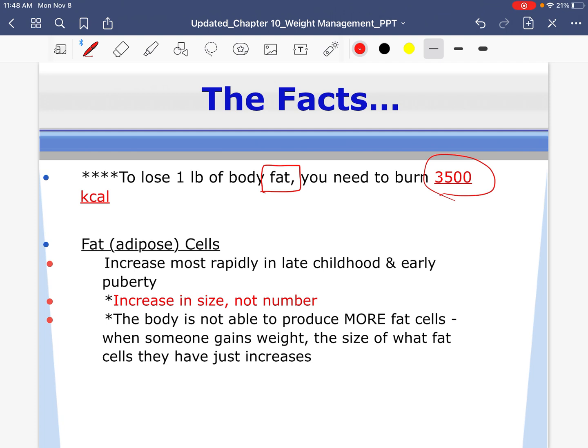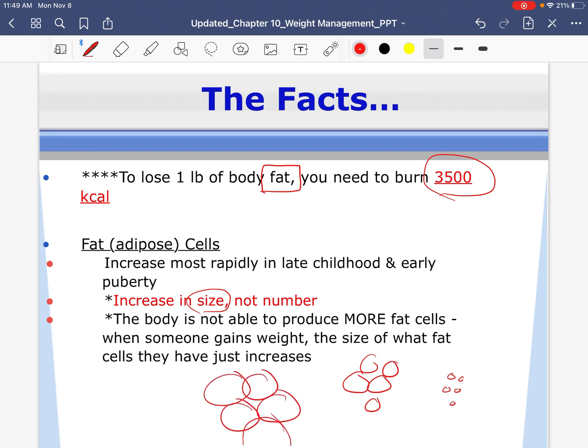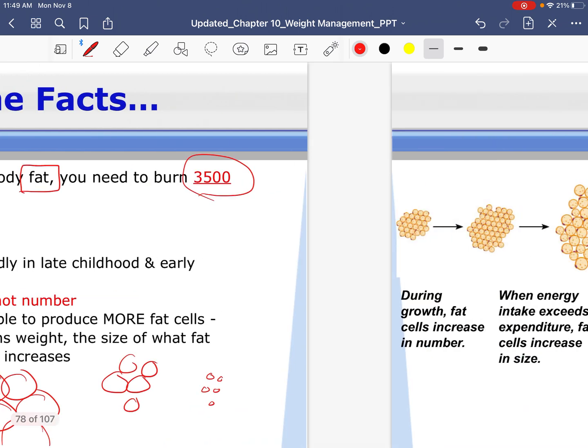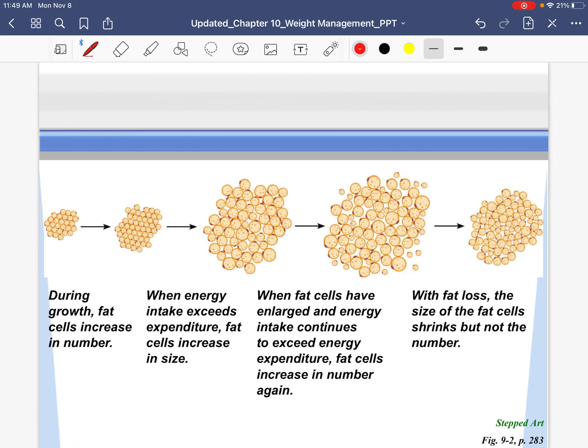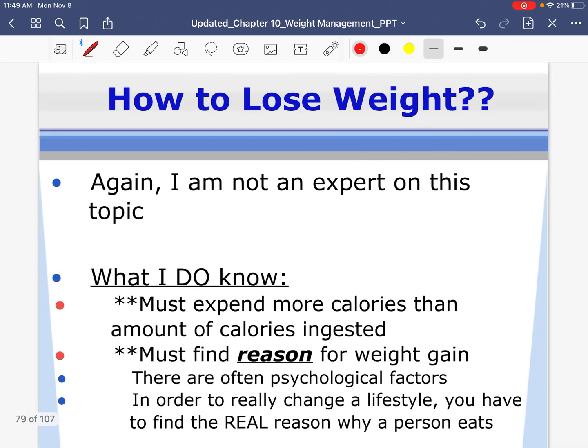Something I want to point out is when we lose or gain fat, the adipose cells, the fat cells, they increase in size, not number. So we're more or less born with a certain number of fat cells. Those fat cells can get smaller or they can get bigger. But we more or less increase the size of the fat cells that we have, not necessarily the number. Here's a picture of that. Same number, they just get bigger or smaller. It's actually the same principle when it comes to muscle. We have a genetically determined number of muscle cells, and what we do with them, we either increase or decrease their size.